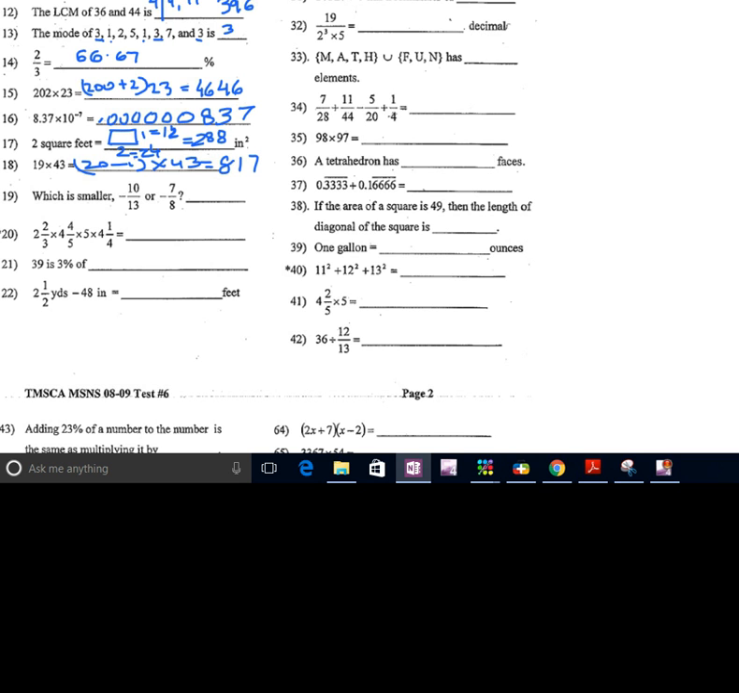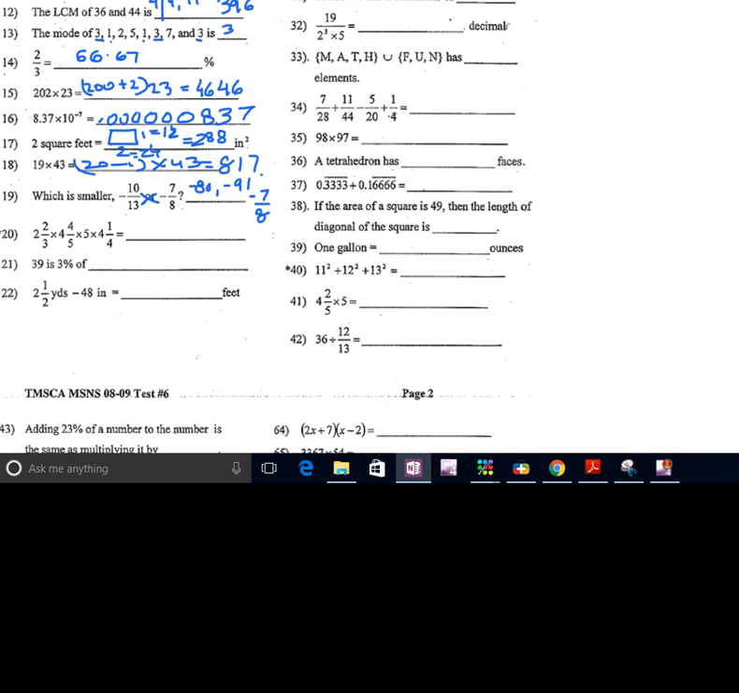Which is smaller, minus 10 over 13 or minus 7 by 8? One easy way to do that is, again, you cross multiply and then compare the numerators. So the first one numerator is minus 80, and for the second one the numerator is 13 times minus 7, which is minus 91. So which one of these is smaller? Clearly minus 91 is smaller because it is farther away from the x-axis on the left side. So the smaller fraction is minus 7 over 8. That would be our answer.